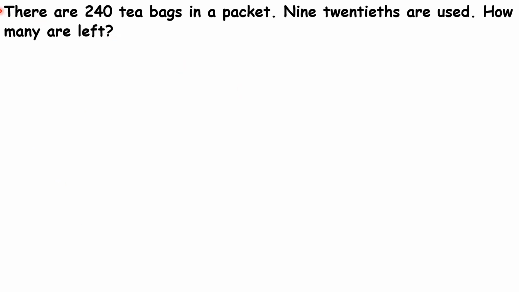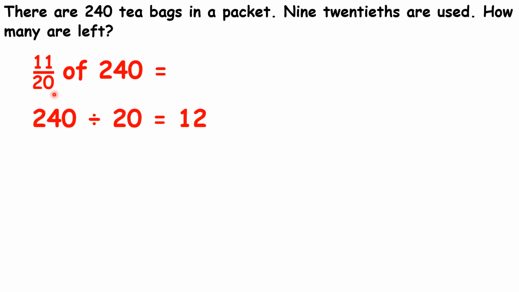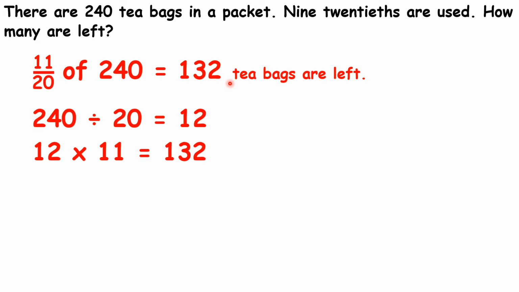There are 240 tea bags in a packet. 9/20ths are used. How many are left? So if 9/20ths are used, 11/20ths are left. 240 divided by 20 is 12, and if you know that 24 divided by 2 is 12, you know that 240 divided by 20 is 12. Then 12 times 11 is 132. So 132 tea bags are left.